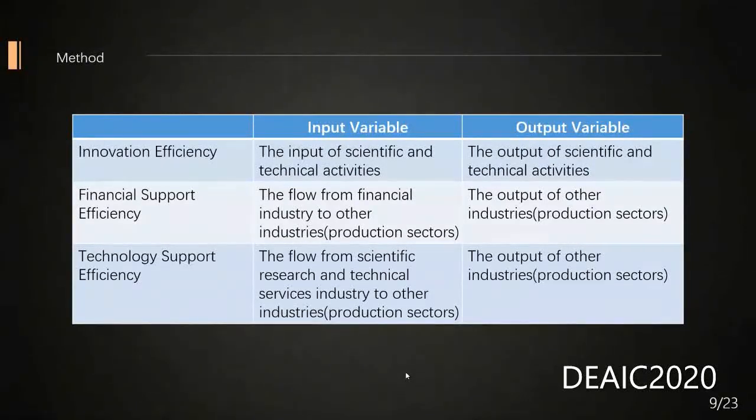So the technology support efficiency is similar to the financial support efficiency. The input variable is the flow from the scientific research and technical service industry to other industries. And the output variable is the output of other industries. We change the financial industry to the research and technical service industry.